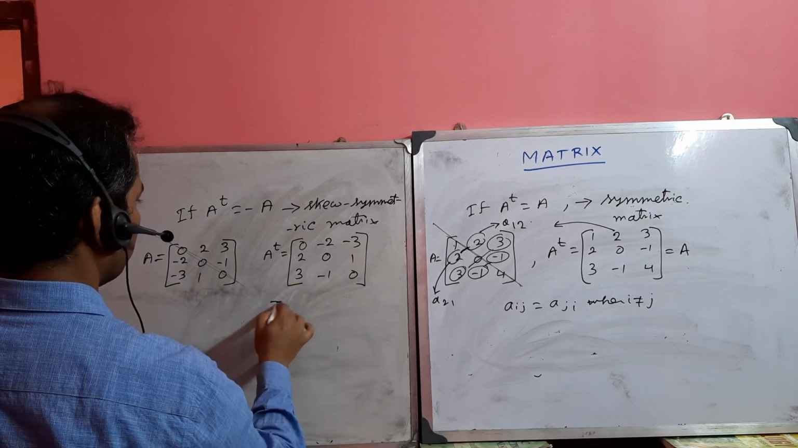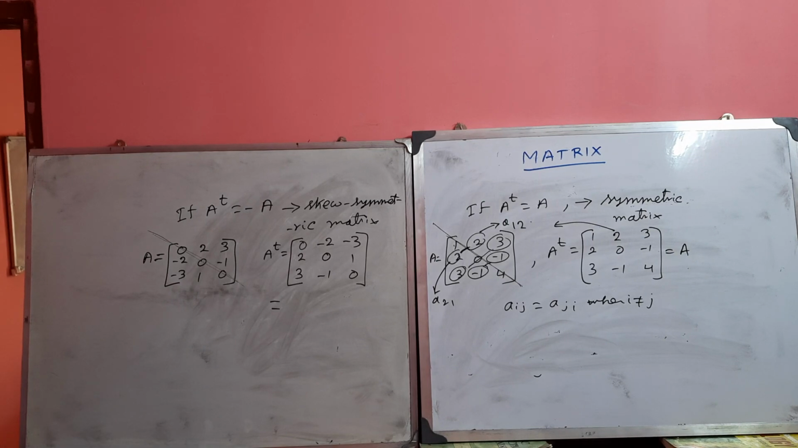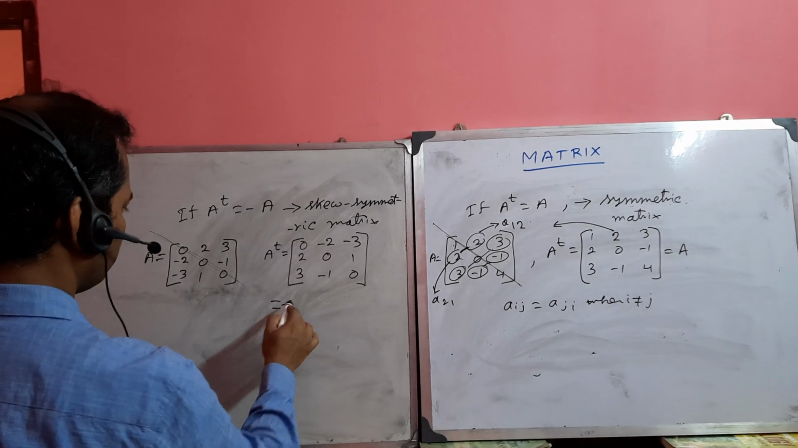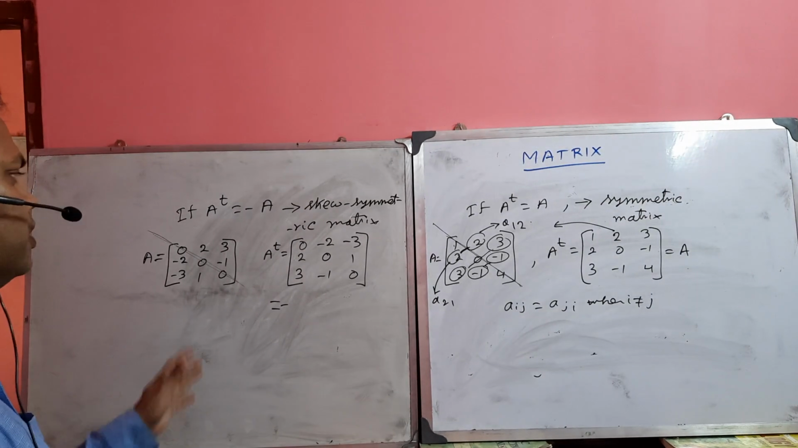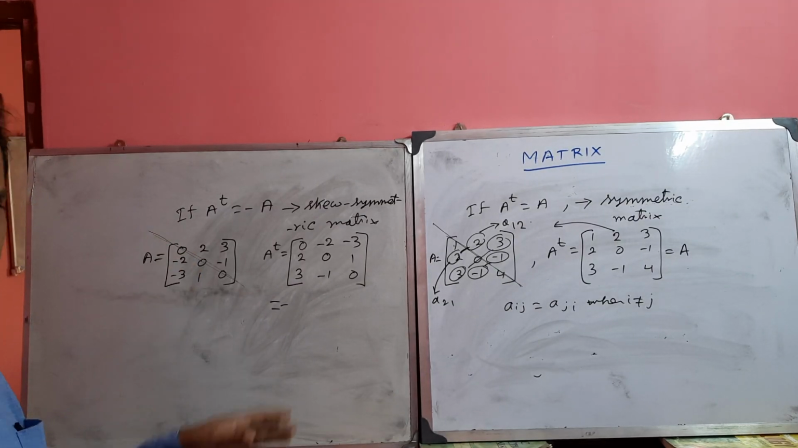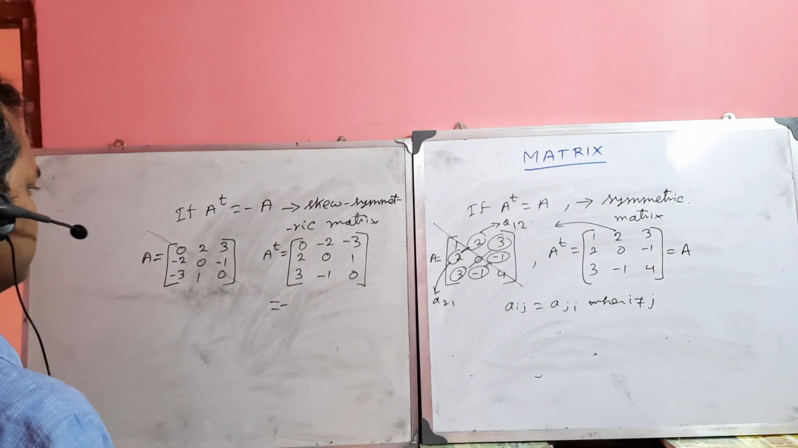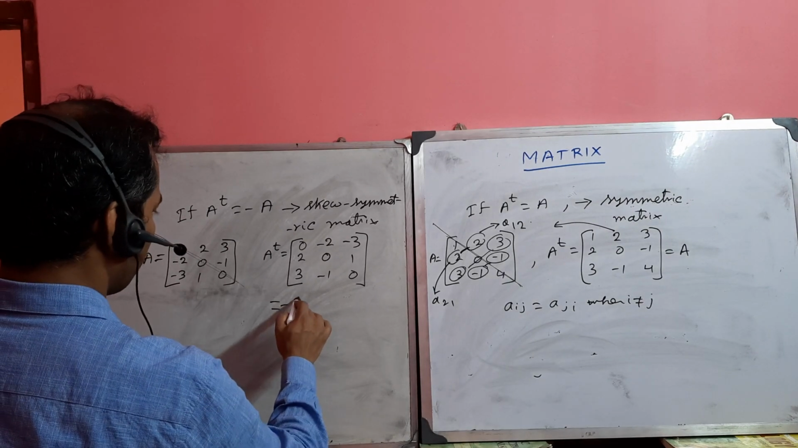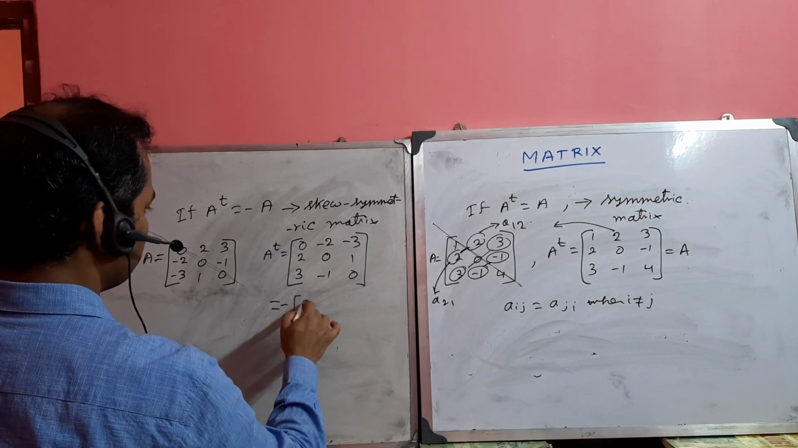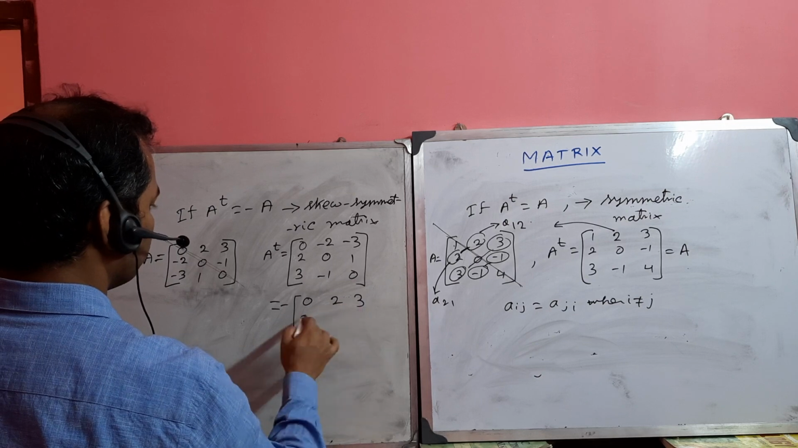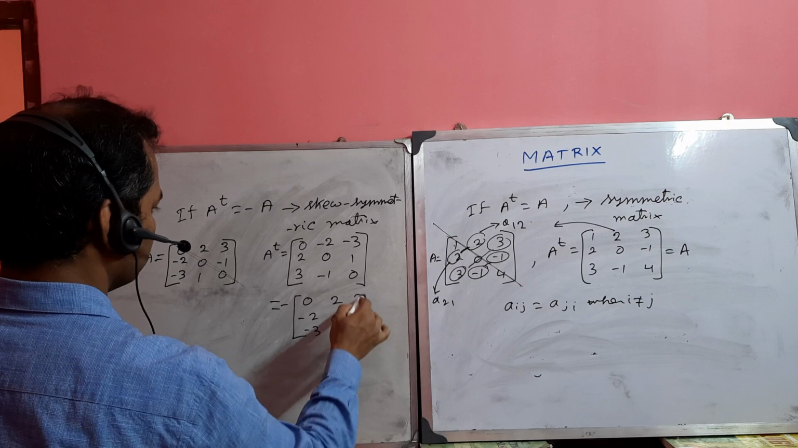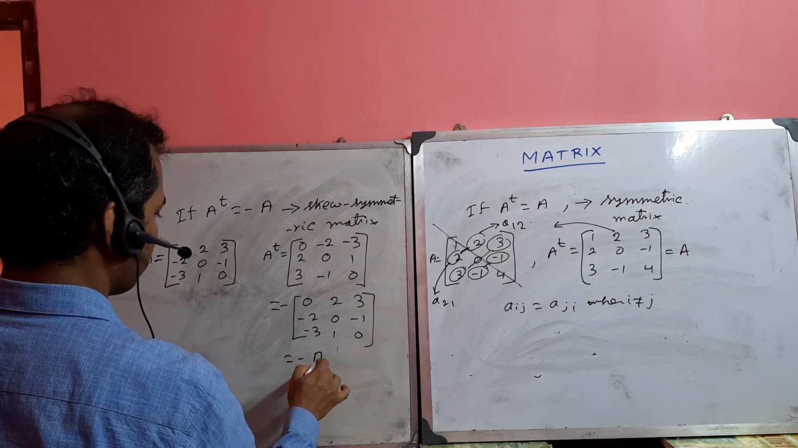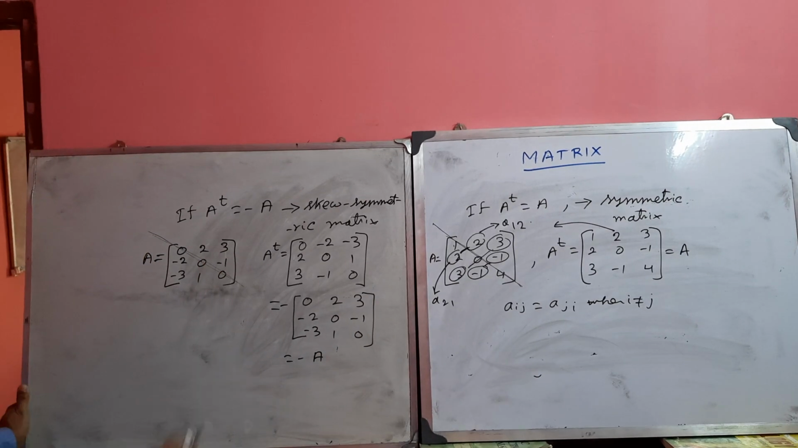If we take minus common from each of the elements: for a matrix there is a property that if we multiply or divide it by something, then each and every element of the matrix should be multiplied or divided by that. So we take minus 1 common from each of the elements, so this becomes 0, 2, 3, minus 2, 0, minus 1, minus 3, 1, 0, and this becomes minus A. So A transpose equals minus A.